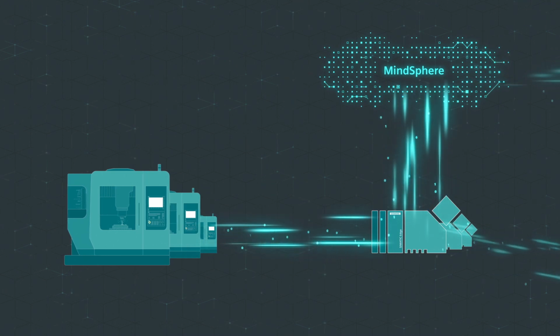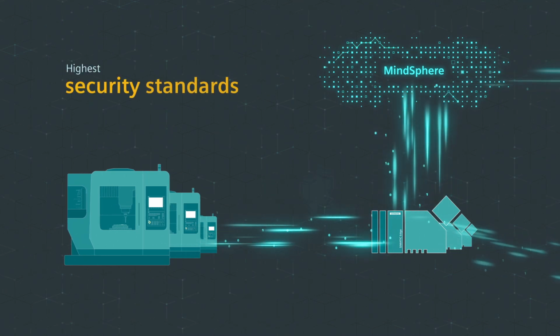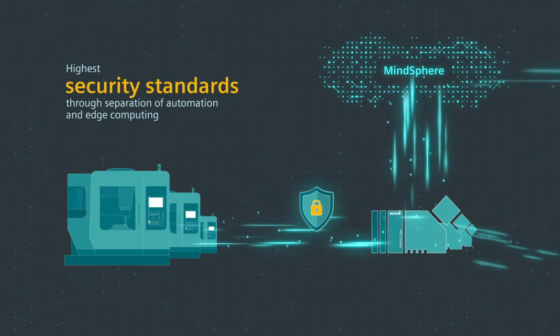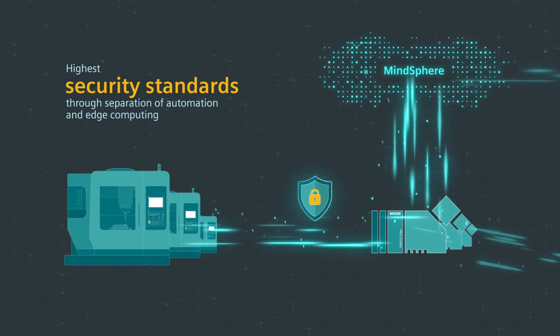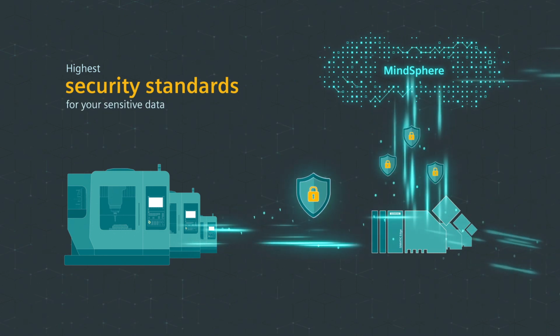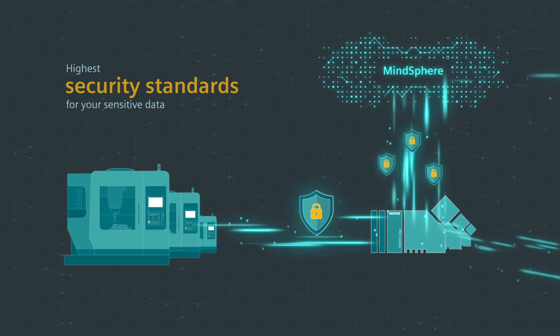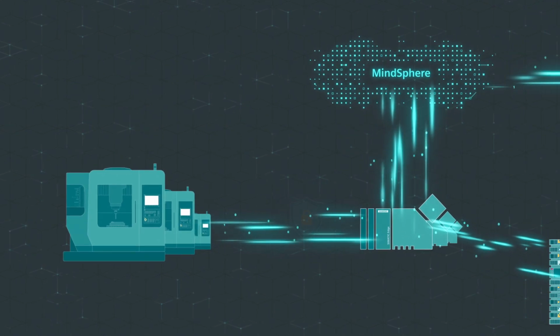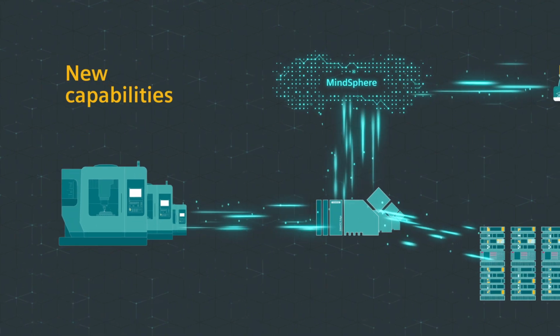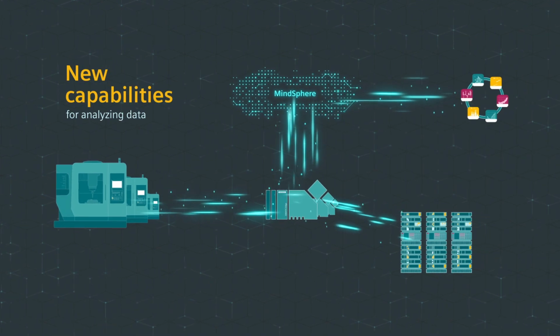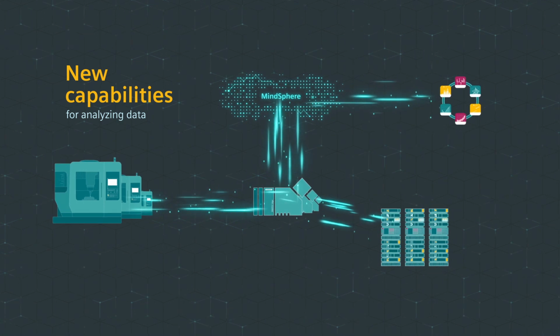The consistent separation of automation and edge computing ensures maximum safety of the machine operation. In addition, numerous security measures guarantee the protection of your sensitive data. With SINUMERIK Edge, you can quickly bring new capabilities to the machine tool for analyzing data, for maximum flexibility.